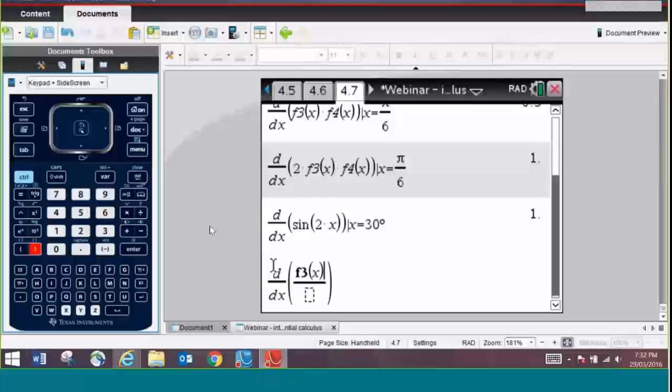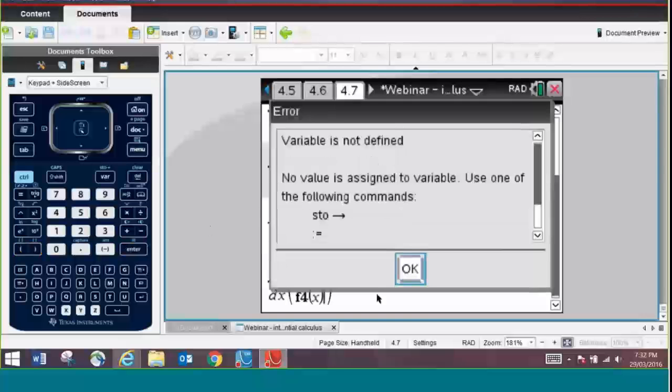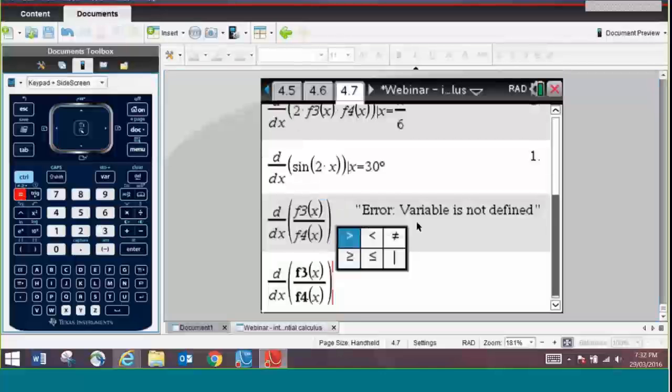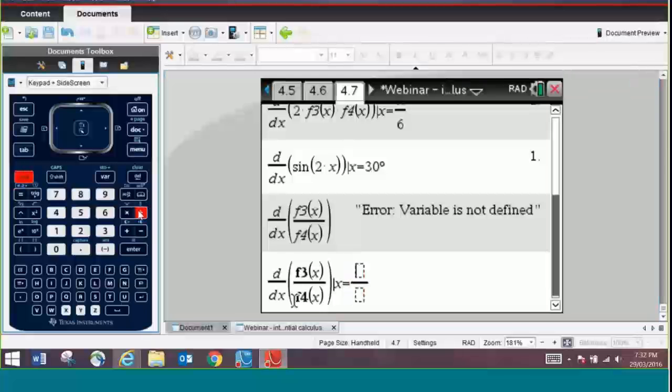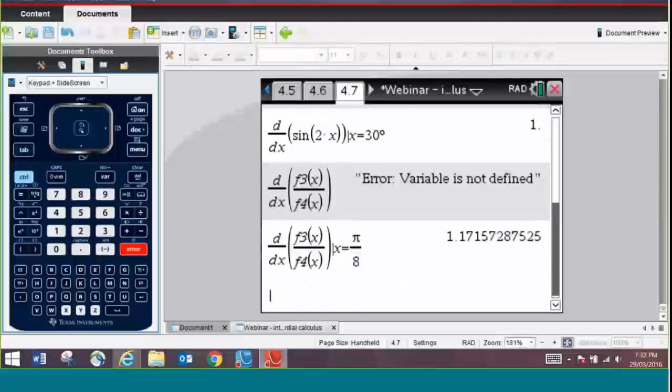Oh, sorry, once again, forgot to put my value in. And if I just put in something that they perhaps don't know, pi on 8, so we can get those sorts of values for tan x, etc.